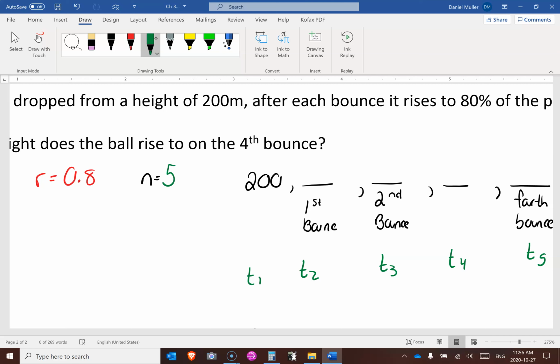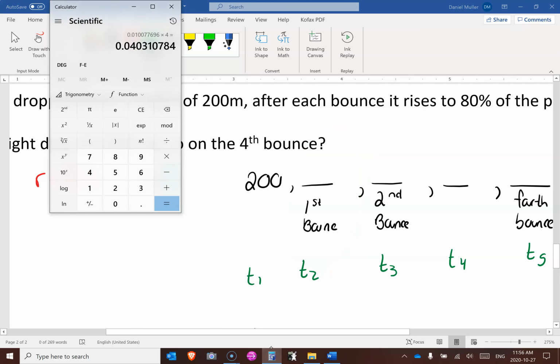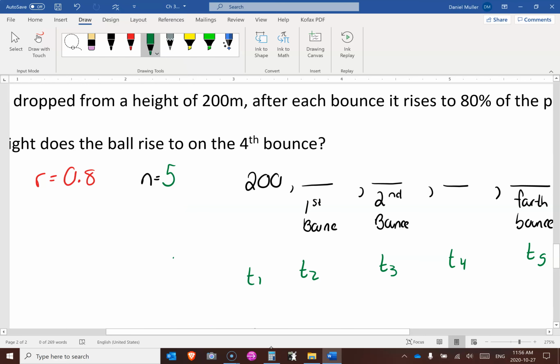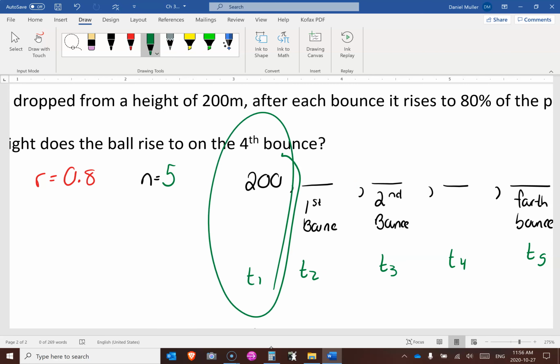Now there's a different way to do this. You could make this your T1, so we go 200 times 0.8, which is 160, and make that your very first term. Some places do this, and then from there you do n equals 4. But that's not what I'm doing. This is just my initial height, T1. If I'm doing my fourth bounce, that is T5.